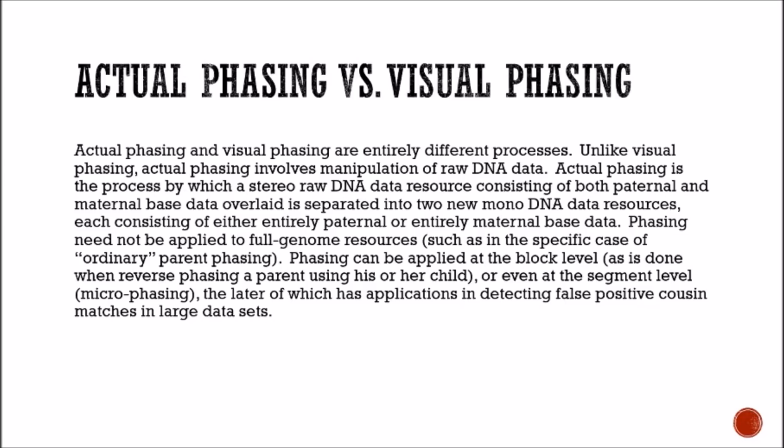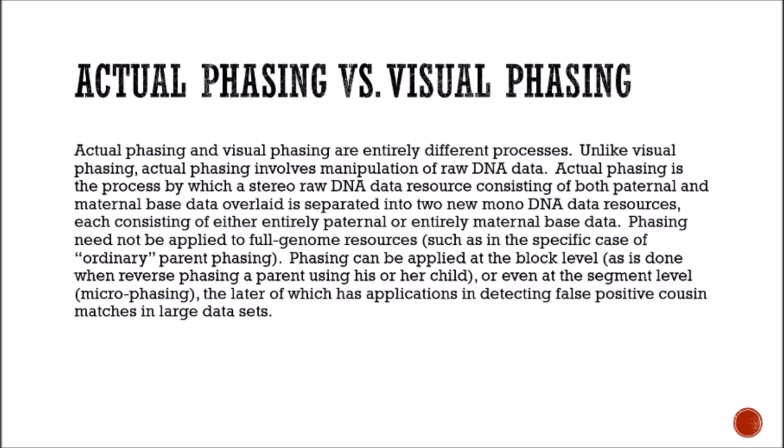All right, now let's talk about something a little different, and that's that some people mix up phasing with visual phasing. Since they both have the word phasing in it, I'm going to call the ordinary sense of phasing actual phasing. So actual phasing is when you see the phasing tool, like for example on GEDmatch, where it allows you, if your father is tested, to phase your data and split your data into the paternal and maternal copies, using almost a process of subtraction to reconstruct the opposite parent. That's actual phasing. And actual phasing and visual phasing are entirely different processes.